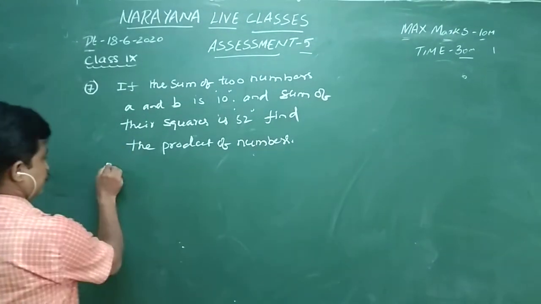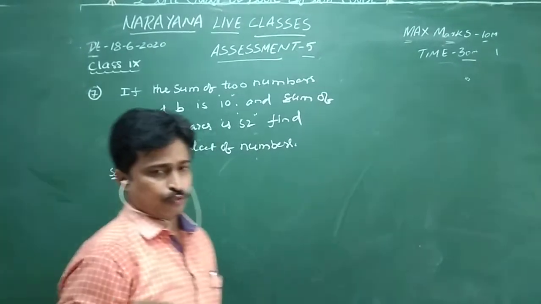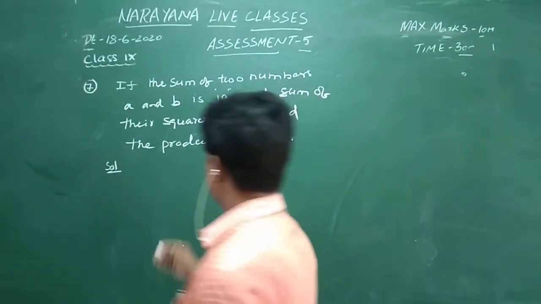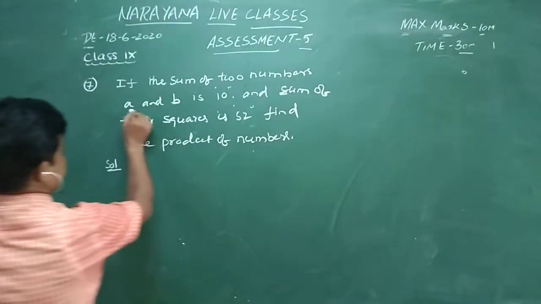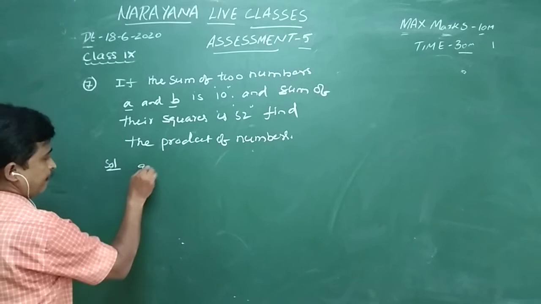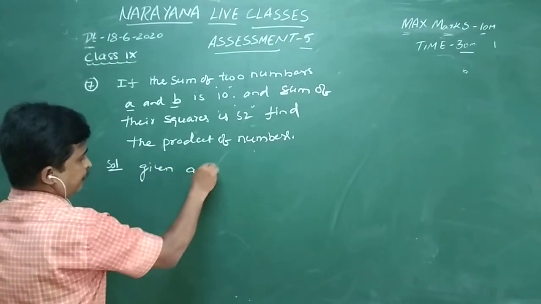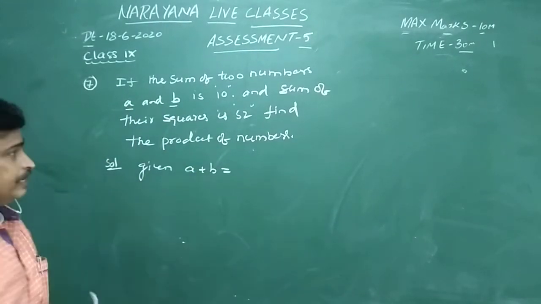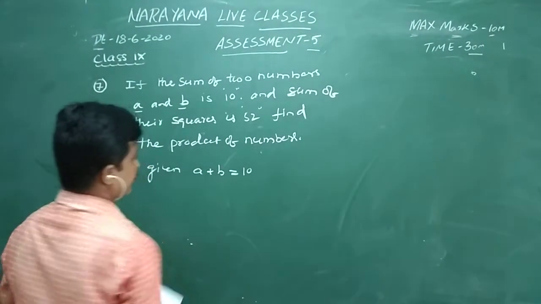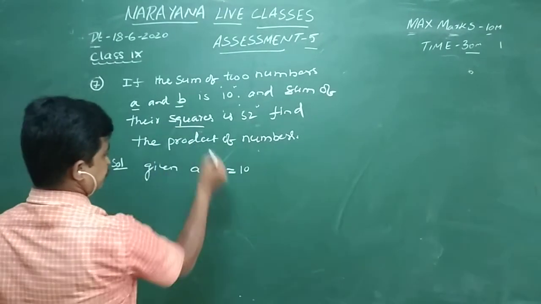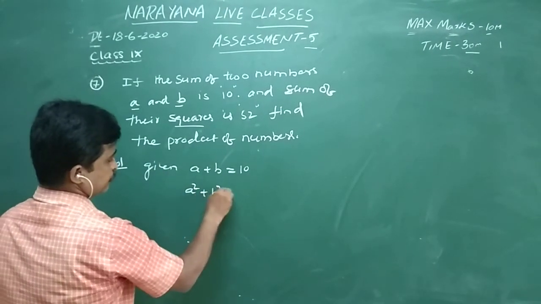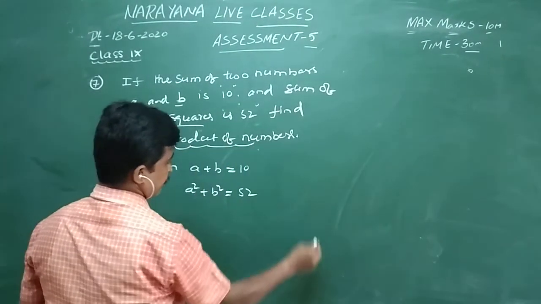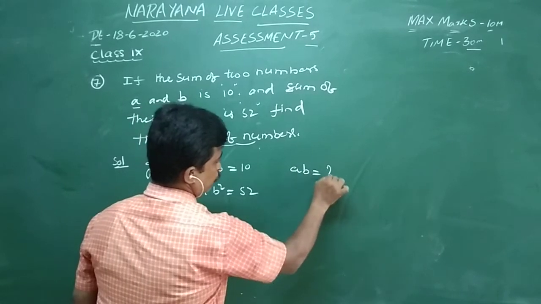The product of the numbers. Solution. First of all, to start any problem, write the given data. So here the sum of the two numbers a and b is given: a plus b is equal to 10. Also given a square plus b square is equal to 52. He is asking for the product of the numbers, ab is equal to how much?